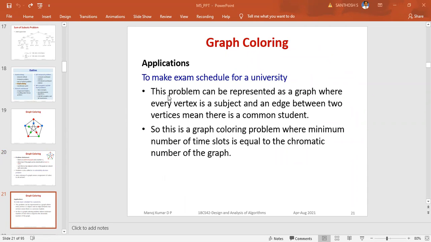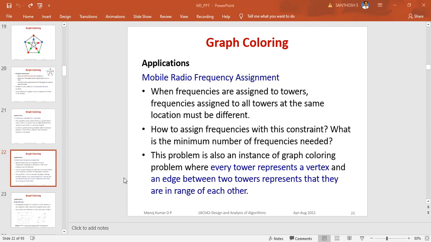So where you come across applications is making the exam schedule for the university. This problem can be represented as a graph where every vertex is a subject and an edge between two vertices means there is a common student. So this is the graph coloring problem where the minimum number of time slots is equal to the chromatic number of the graph.